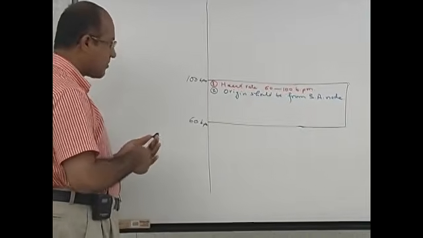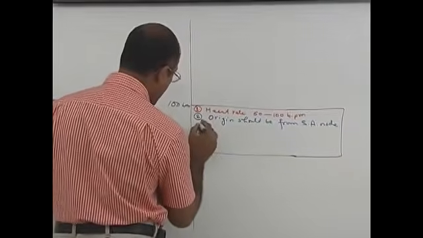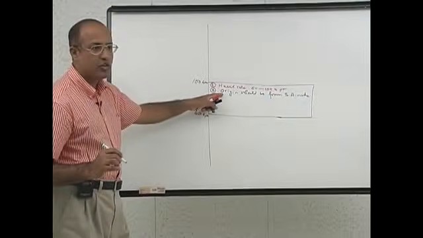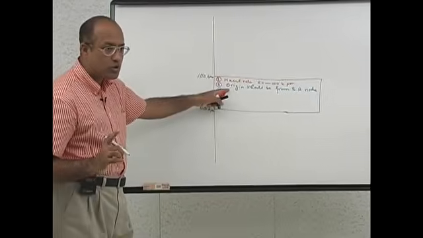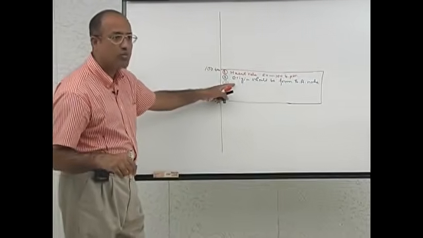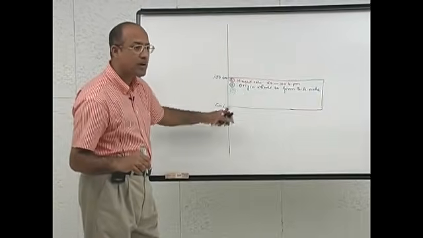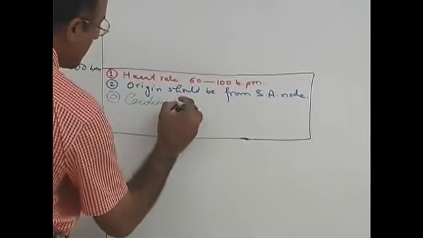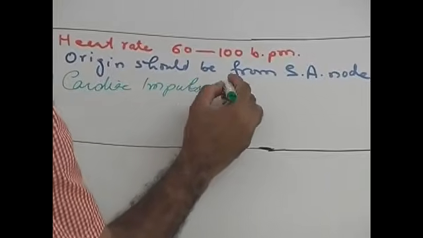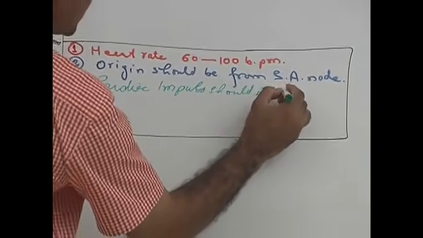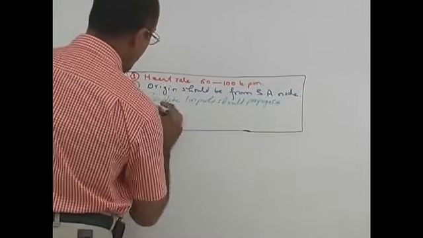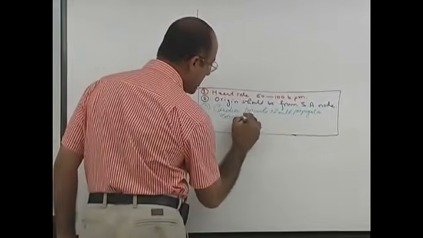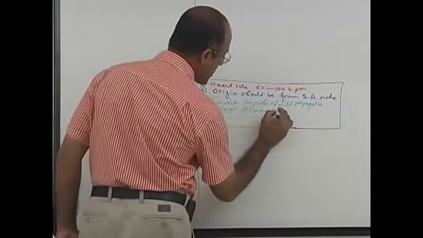Number three criteria is that all electrical impulses, or cardiac impulses, should not only take origin from the SA node but should also propagate through the normal conduction pathway.